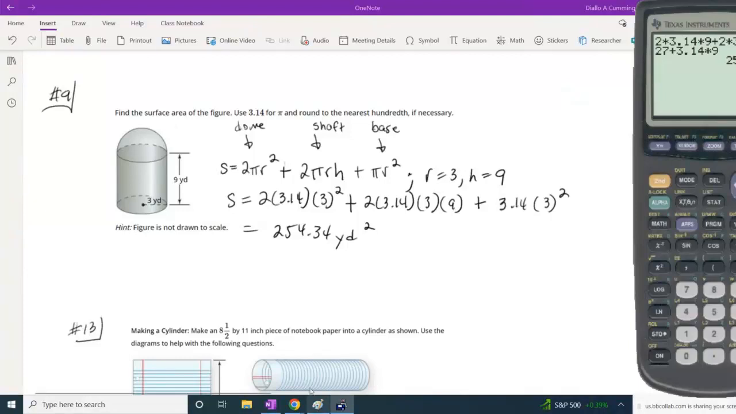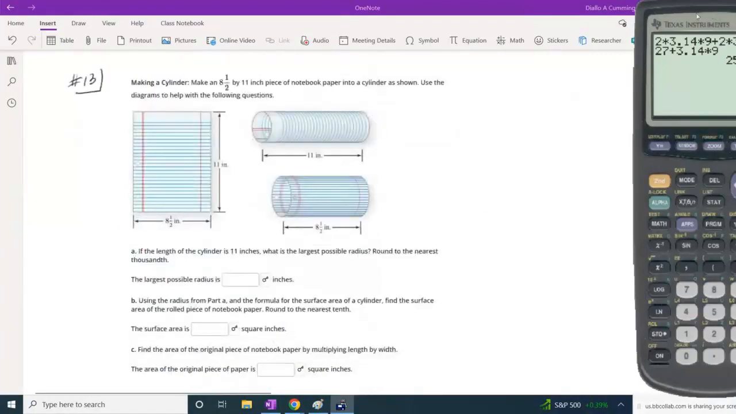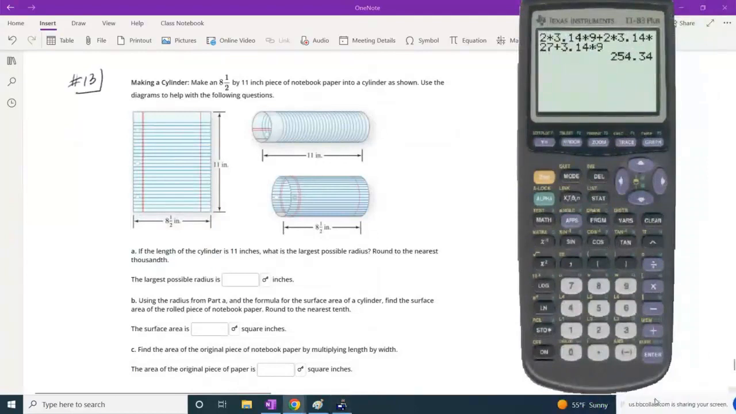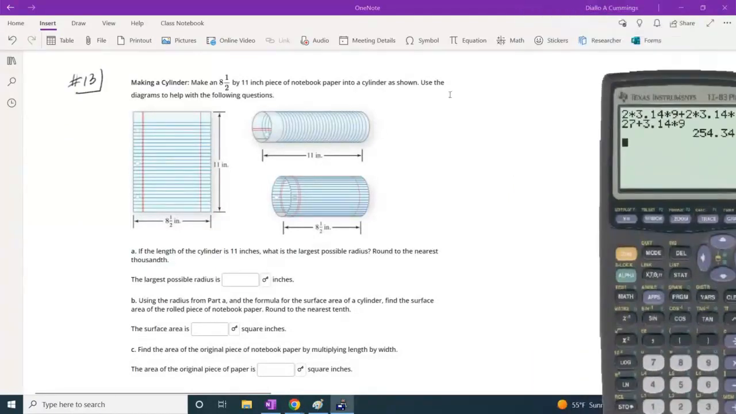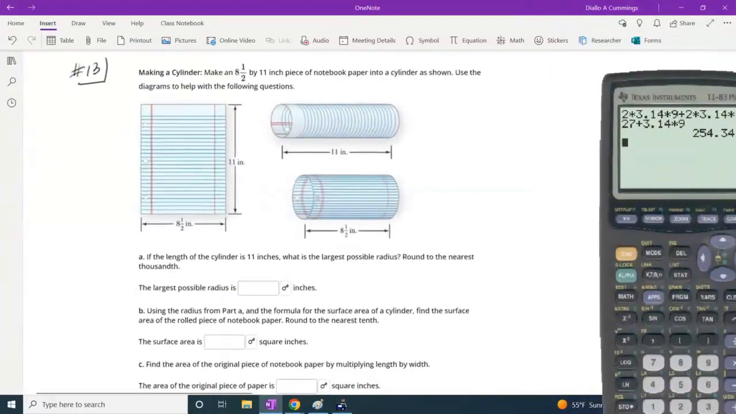All right, and the last one, problem number 13. And there's generally some questions about problem number 13. Right? And it deals with a sheet of paper. It says making a cylinder, an 8.5 by 11 piece of notebook paper into a cylinder is shown. It says use the diagrams. So here's an 8.5 by 11. You can make a cylinder this way, which is that top diagram, or you can make the cylinder this way. So it's 2 ways to make the cylinder.